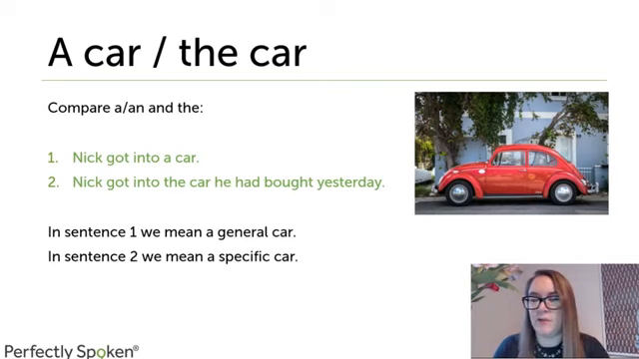Well, in sentence 1, I mean in a more general way, and it's the first time we've talked about this car, so I don't know which car we're referring to. But in number 2, it's very clear to me which car Nick got into. It's the car he had bought yesterday. So sentence 1 is a much more general sentence and I don't have any information. But sentence 2, I'm talking in a much more specific way and it's clear to me which car I'm referring to. So our next slide is going to be practicing the difference between the indefinite article and the definite article.